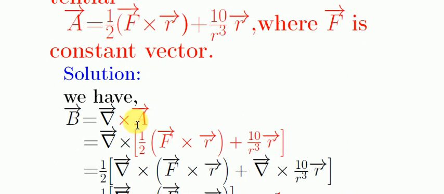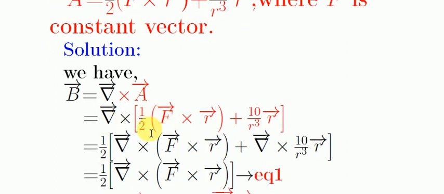In place of A, we can write A equal to half times f cross r plus 10 by r cubed r vector. This is given in our problem and we can use it in the definition of magnetic vector potential, or in this relation B equal to del cross A. So in place of A in this equation we use this, and we can easily write del cross half times f cross r plus 10 by r cubed r vector.